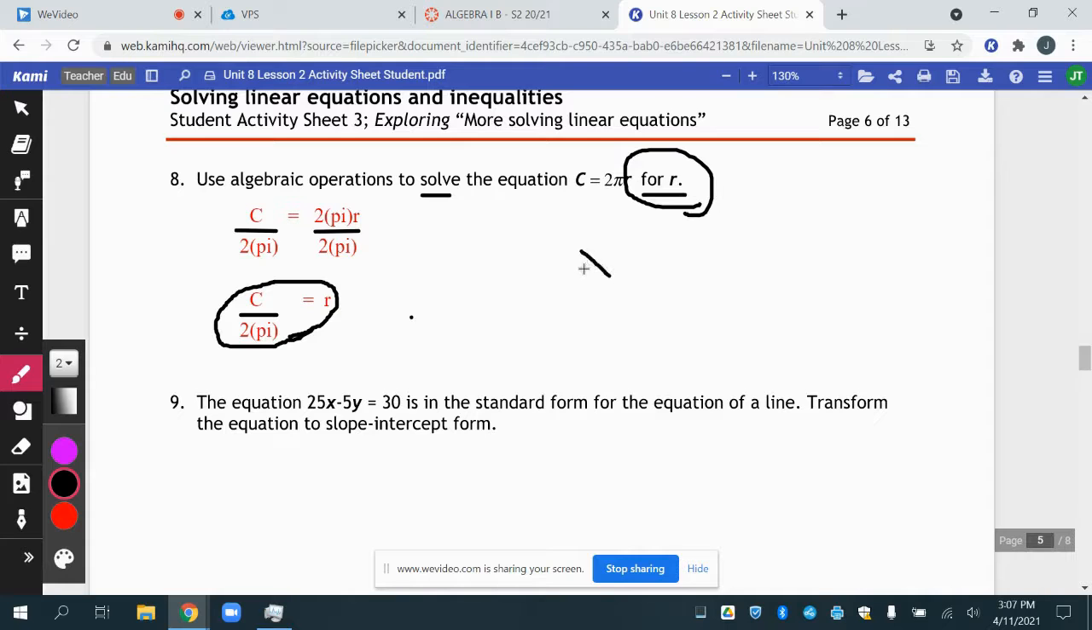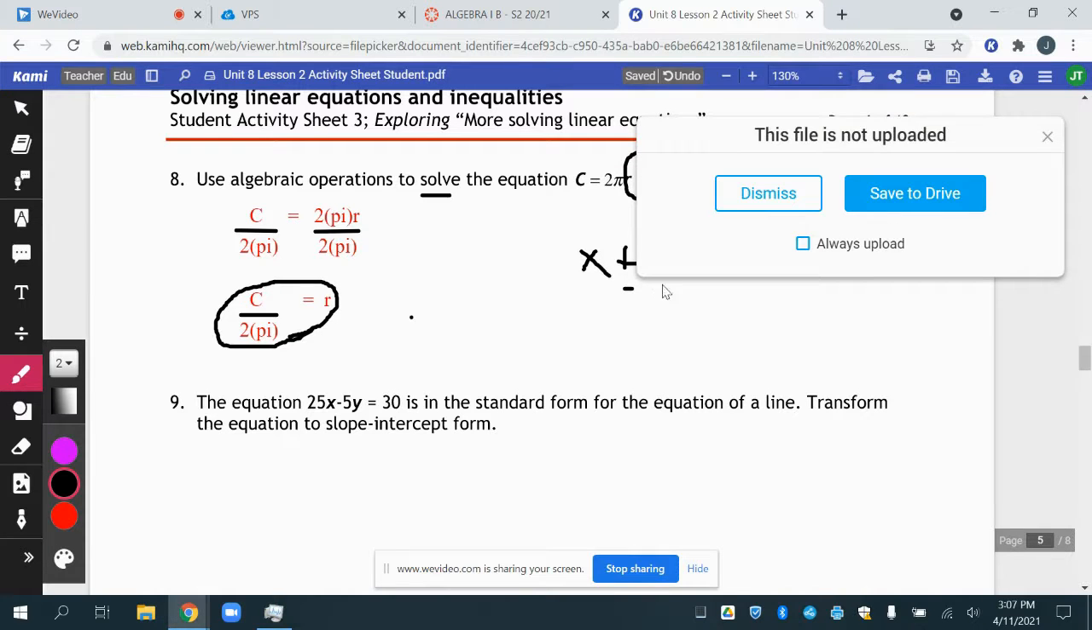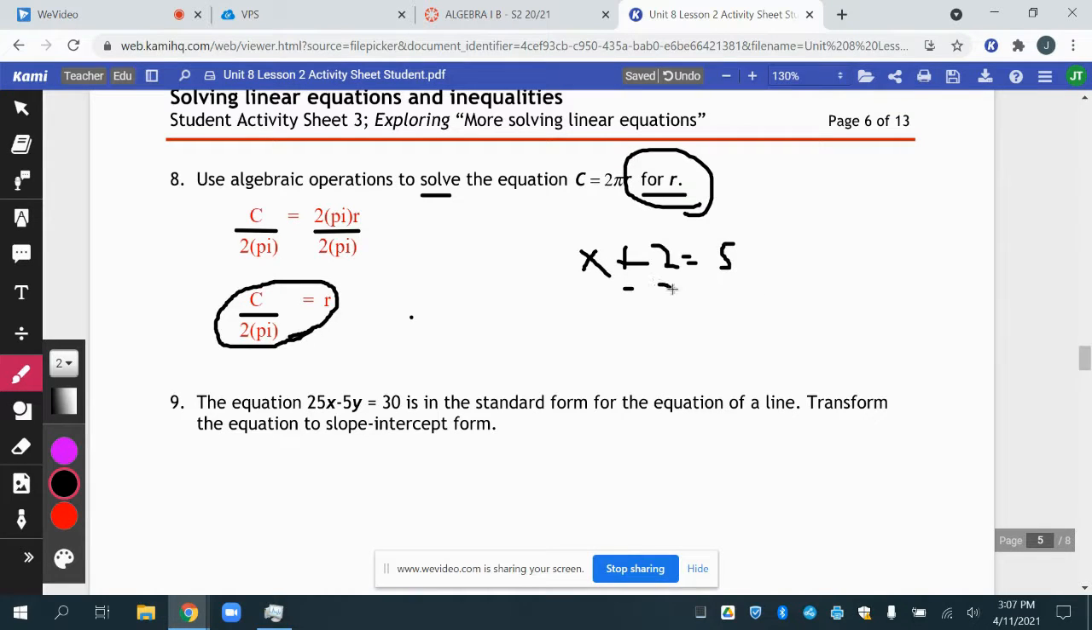Just like if I had x plus 2 equals 5. If I'm solving for x, I get rid of the 2. I end up with x equals 3, right? When x is alone, I'm solved for x. This is the same thing. The only difference is there are no numbers involved. So solving for something is the same thing as isolating that variable.